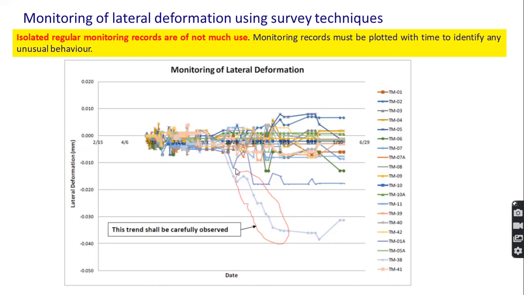So say, for example, you can see this is a typical lateral deformation survey measurement taken, plotted against the time, and you can see in one location some abnormal behavior is recorded. So we have to carefully observe this, where this takes place, and see what is wrong here, and we have to take the appropriate remedial measures.